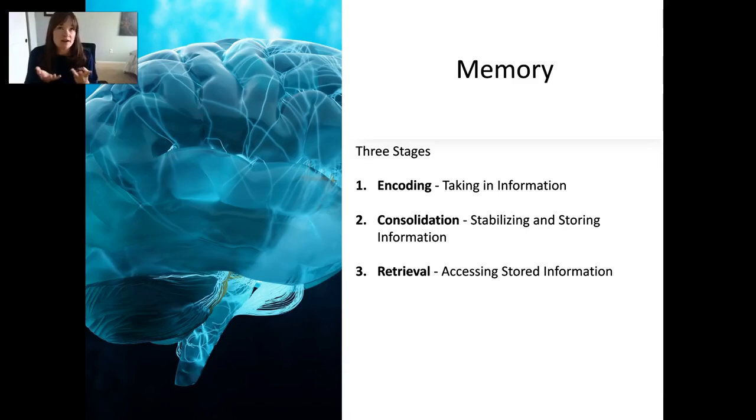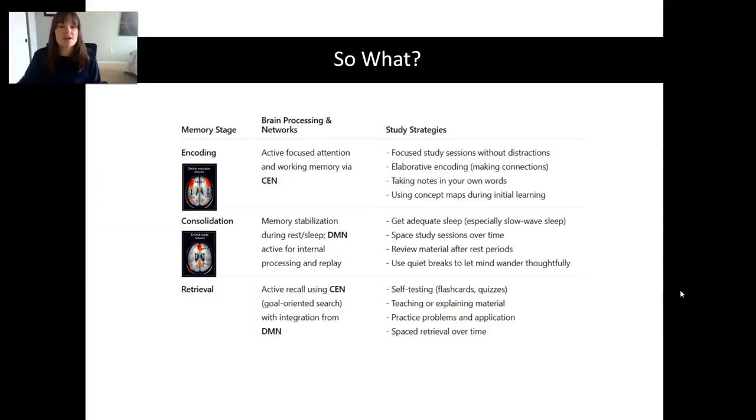We're thought to have three stages of memory. Encoding, which is taking in information. Consolidation, which is stabilizing and storing that information. And then retrieval is accessing that stored information. And that's where you want to get to if you are going to be tested on an exam or any other situation where you're being asked to demonstrate what you learned. Okay, so what? How does this all fit together?